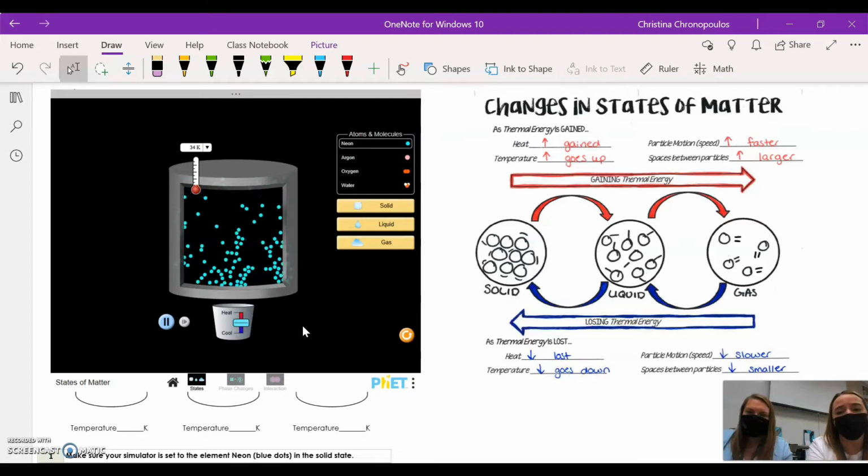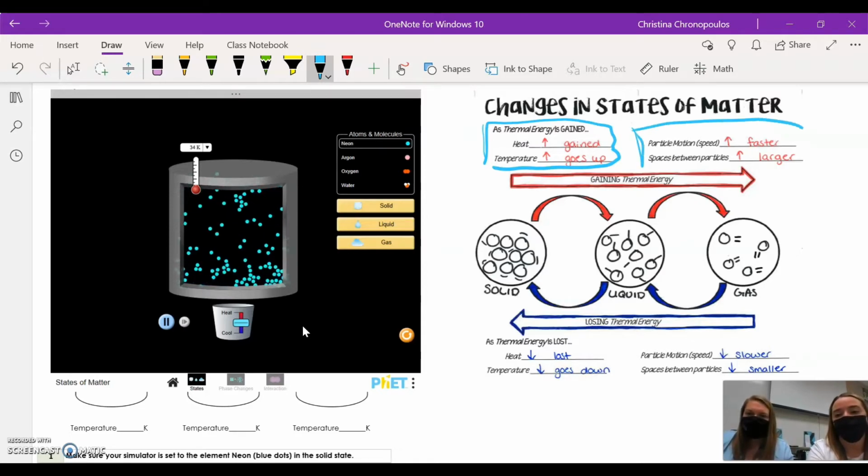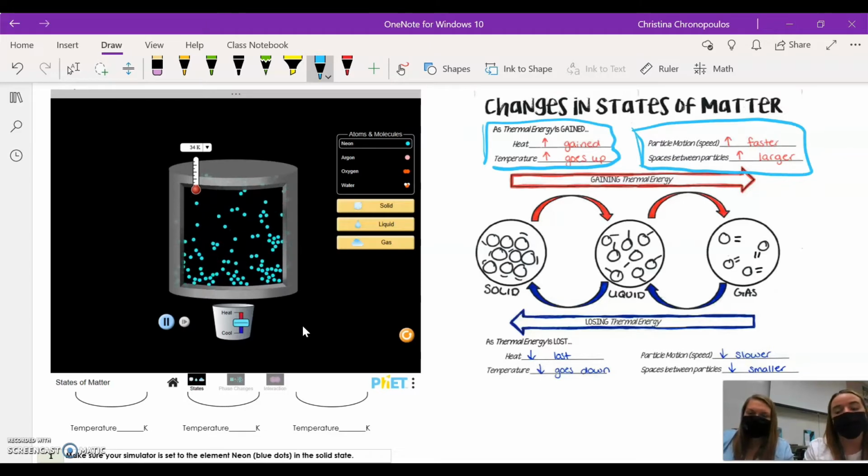And if you look at our chart here on the side, we can see that as thermal energy is gained, heat is increasing, the temperature is increasing, particle motion is increasing, and the space between the particles is increasing. So all of these show that there's a direct relationship between adding heat energy to your substance and causing the particles to move faster, further apart, and to transition.